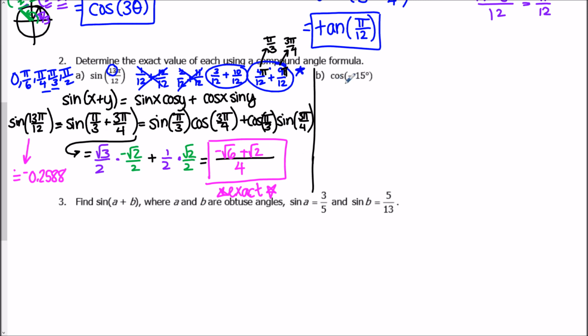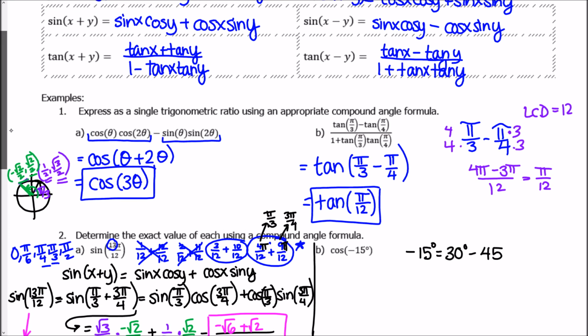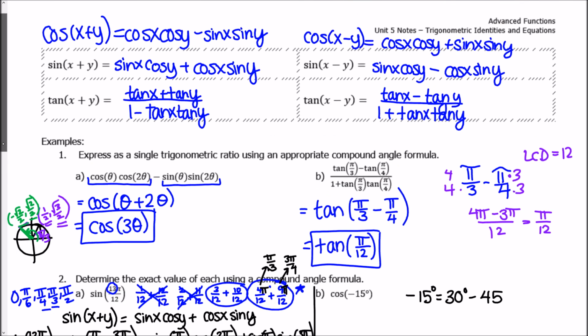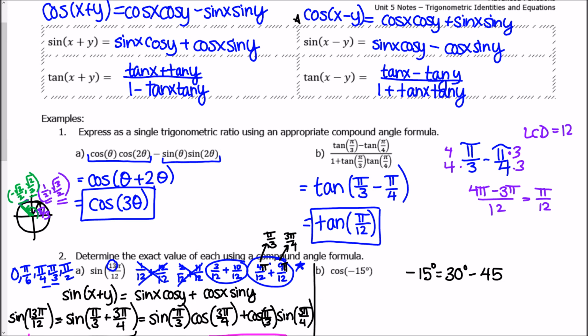Okay, so let's take a look at question B. Right here it says cosine of negative 15 degrees. So to get negative 15 degrees, I'm going to use some nice numbers that I already know. So I'm going to use 30 degrees minus 45 degrees. So in order for me to get this cosine of negative 15 degrees here, I'm going to use the subtraction formula that we have up here.